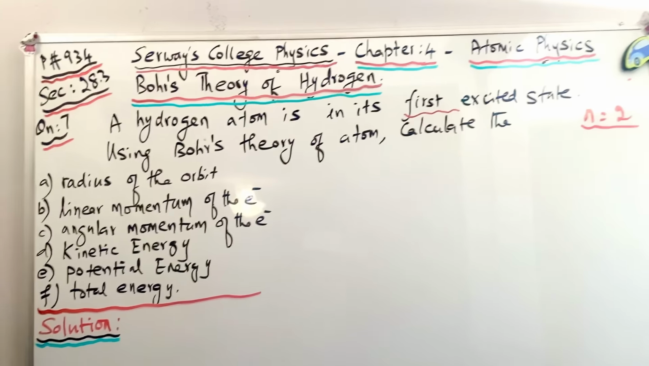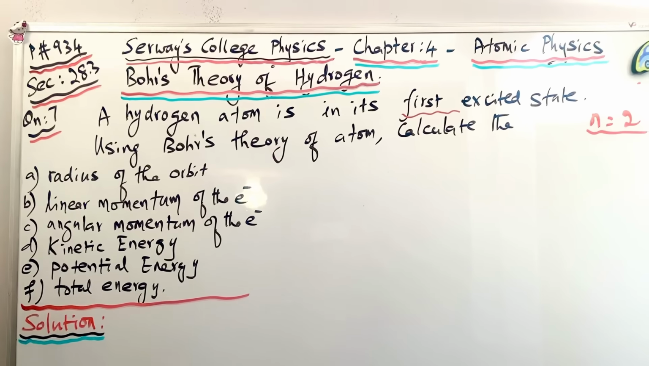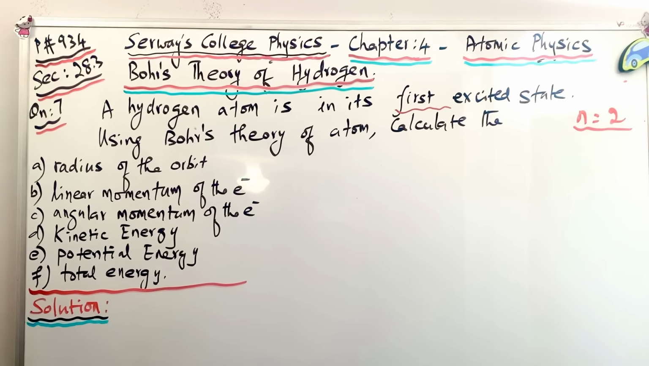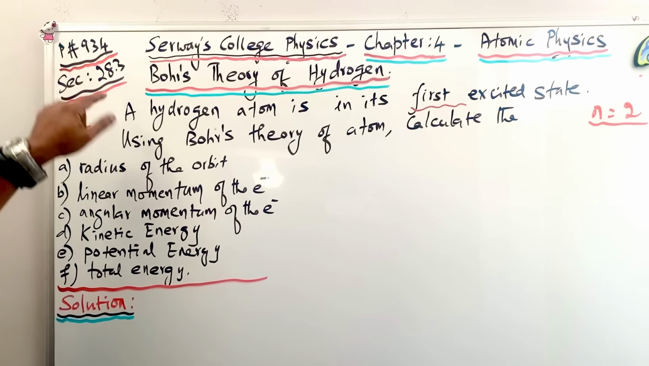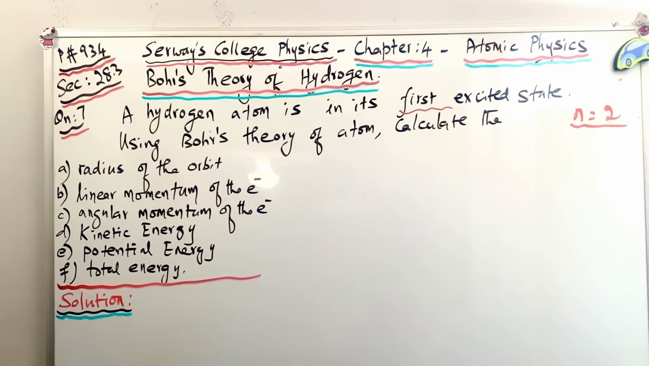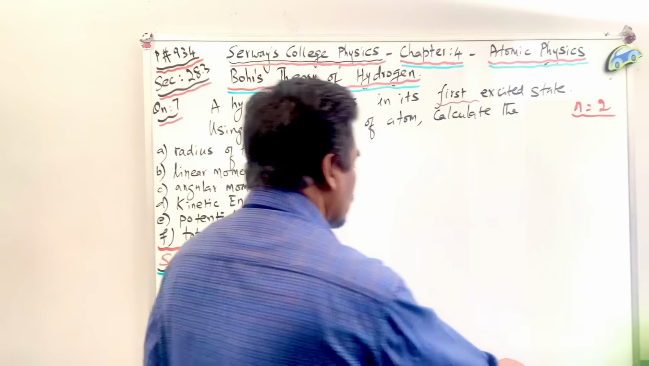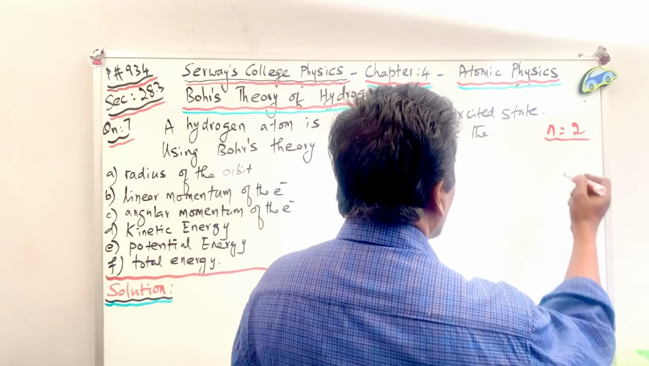Now we are going to solve a numerical problem taken from the Service College Physics, Chapter 4, Atomic Physics, Bohr's theory of hydrogen. The information about the problem is given. The hydrogen atom is in its first excited state. So the first excited state means immediately I wrote the value n equal to 2.